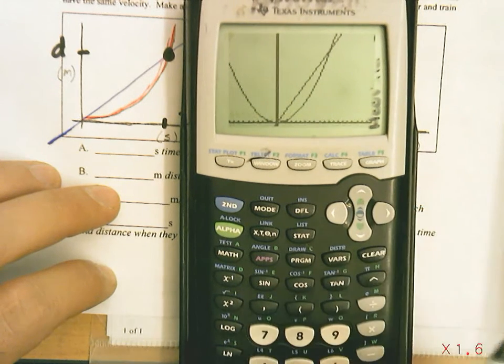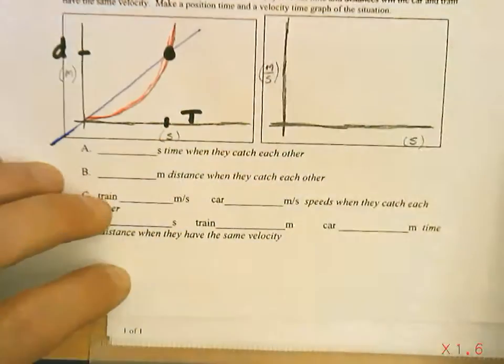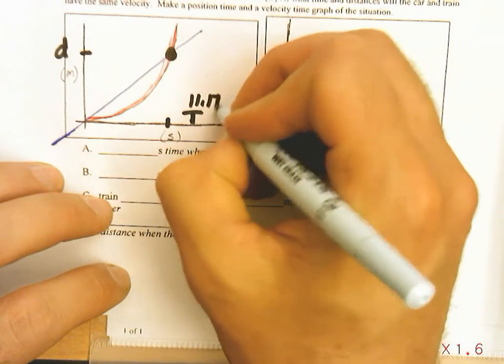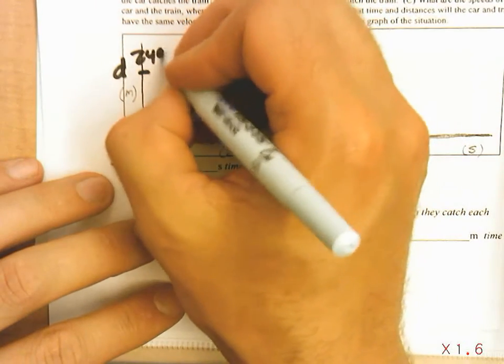So my intersect here is 249.76 and 11.175. Just what we already knew. No surprise there.